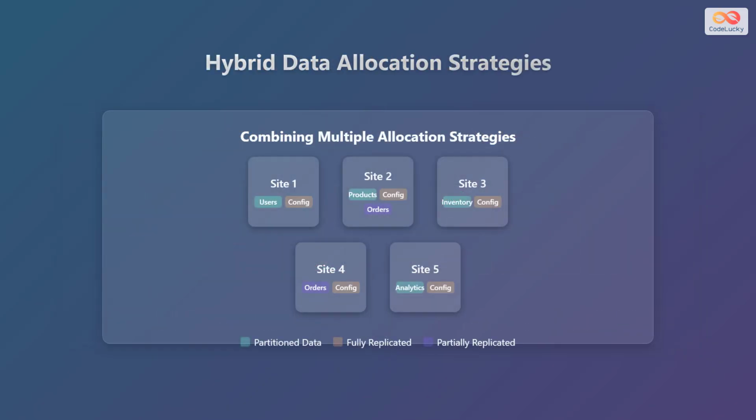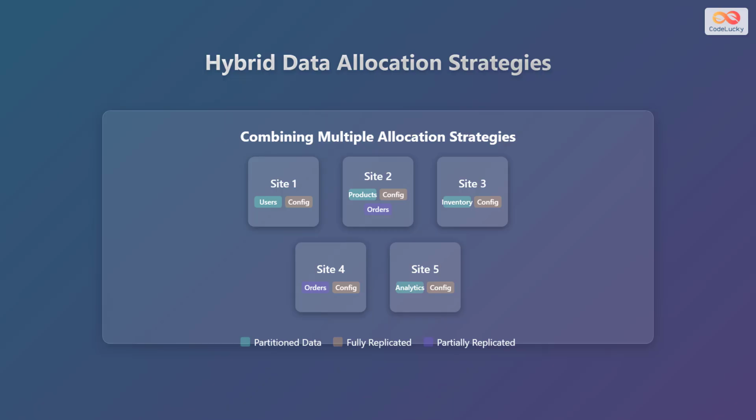Hybrid data allocation combines multiple allocation strategies to optimize data management. In this example, we have several sites each storing different types of data. The users, products, inventory, and analytics data are partitioned across different sites, meaning each site is responsible for managing its specific dataset. The configuration data is fully replicated across all sites, ensuring that every site has access to the latest configuration settings. The orders data is partially replicated across Site 2 and Site 4.